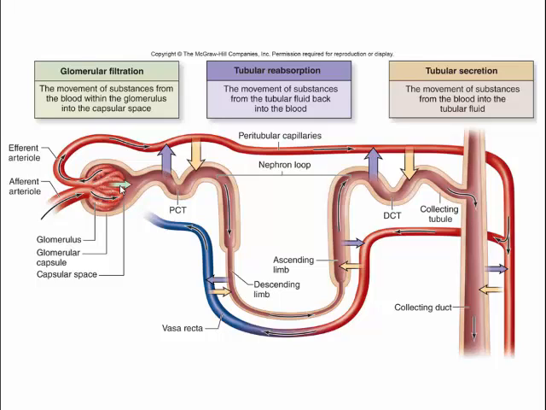Once the fluid enters the renal tubule, tubular reabsorption and tubular secretion occur. This involves moving substances between the tubular fluid and the blood within the peritubular capillaries and vasa recta. About 178 to 179 liters of fluid is reabsorbed into these capillaries every 24 hours, leaving only about 1 to 2 liters of urine formed in a day.